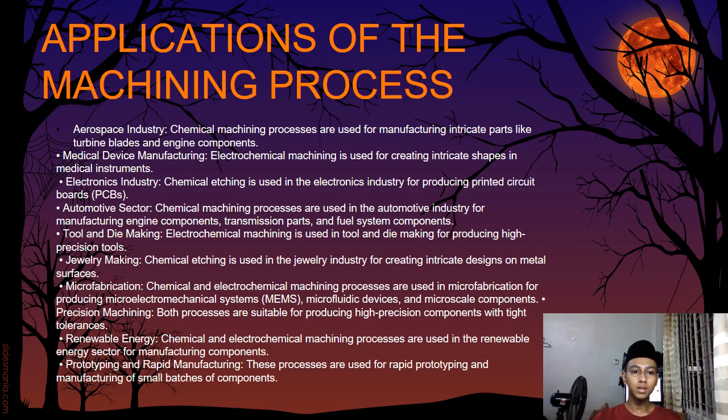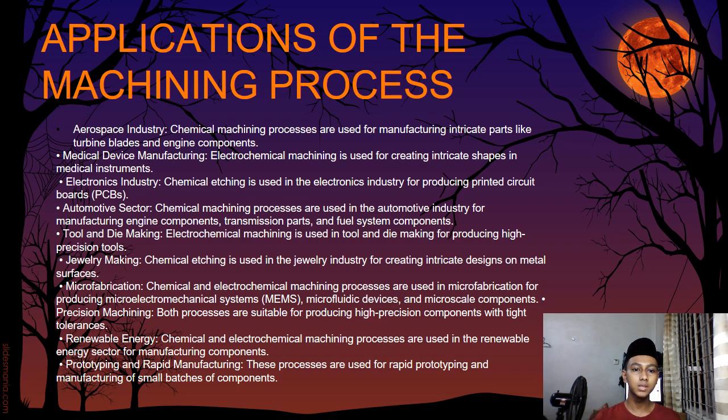Third, electronic industry. Chemical etching is used in the electronic industry for producing printed circuit boards, components, transmission parts, and full system components. Fourth, tool and die making. Electrochemical machining is used in tool and die making for producing high precision tools.